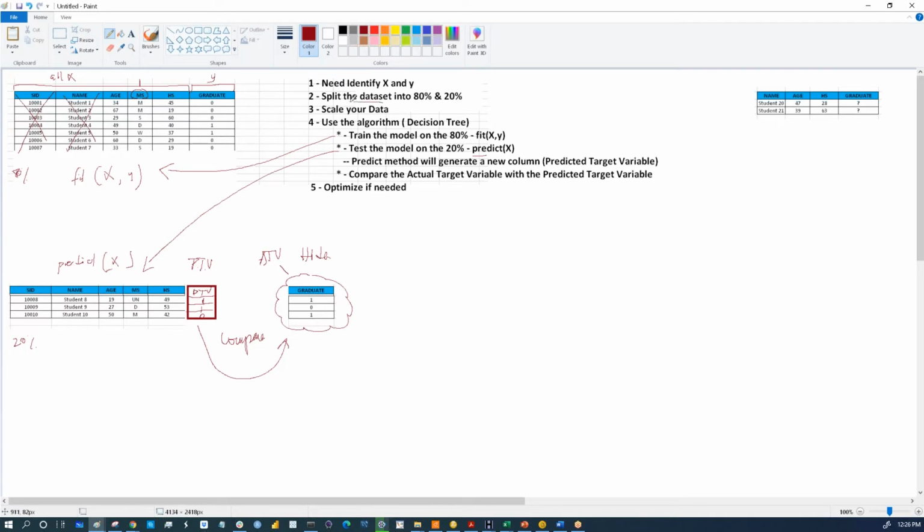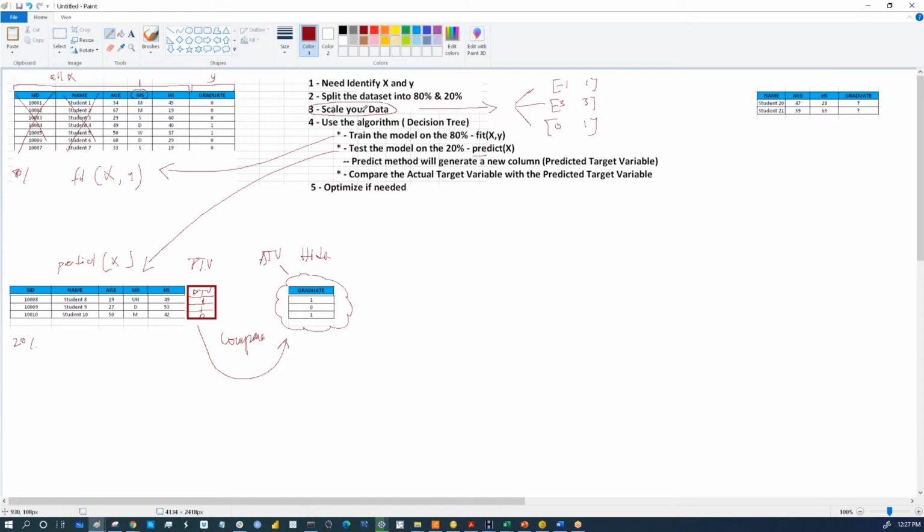Scaling is totally different. Scaling is simply putting all your data within a smaller range. It could be between -1 and 1, it could be between -3 and 3 if you were to use z-score, or it could be between 0 and 1. Why do we need to scale? Why do we need to put all the data in the same range?